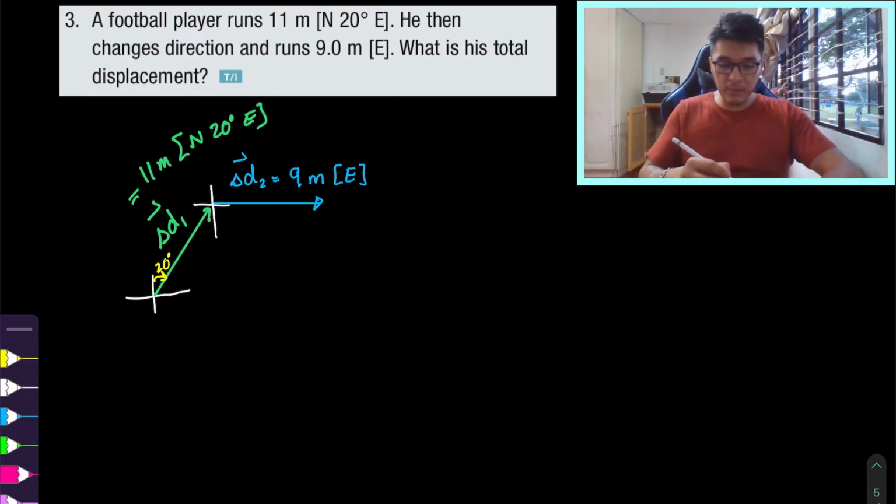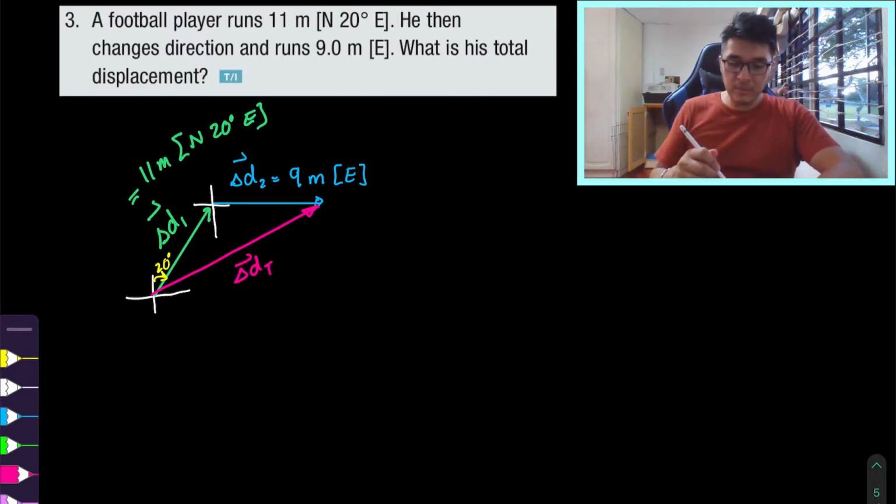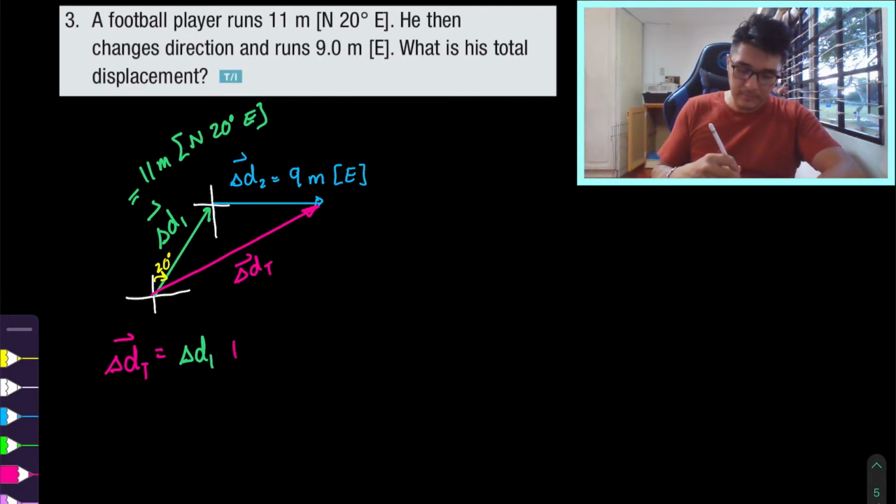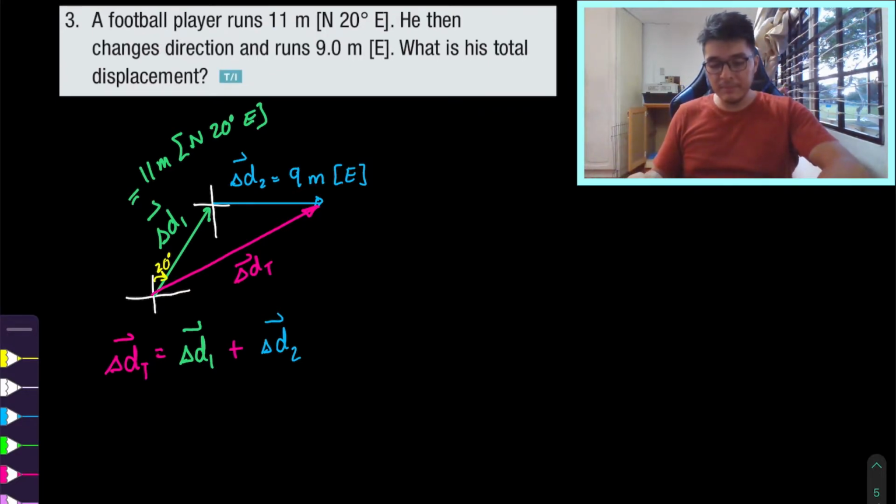So if I want to find the total displacement, it's just the tail of the first to the head of the last. So that's my total displacement. So my total displacement is just the sum of the first plus the sum of the second. Right, which is why I've drawn it head to tail.